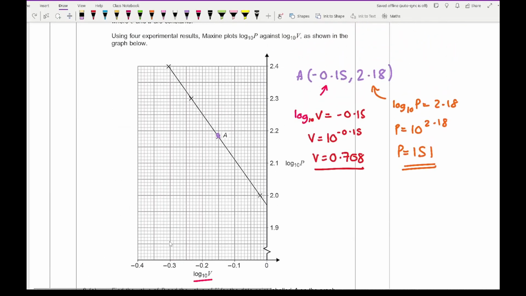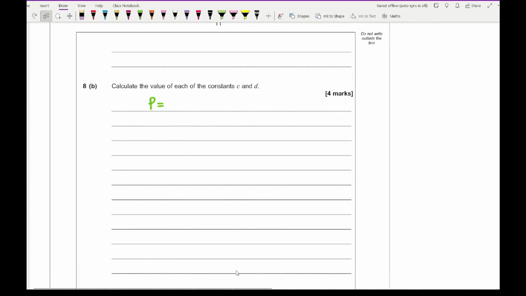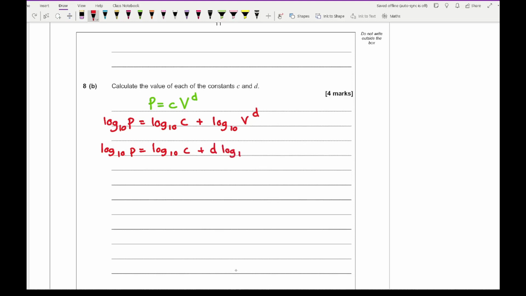So the original equation is P equals CV to the power of D. Now, writing this in terms of logs, if I take log of both sides, I get log 10 P equals, and when we're multiplying, we add, so that's log 10 of C plus log 10 of V to the power of D. Then I can move that D to the front, so I get log 10 P equals log 10 C plus D log 10 V. Now, from this equation, I can see that my gradient is going to be equal to D, and the y-intercept is going to be equal to log 10 C, because again, using y equals mx plus c, that is the gradient.